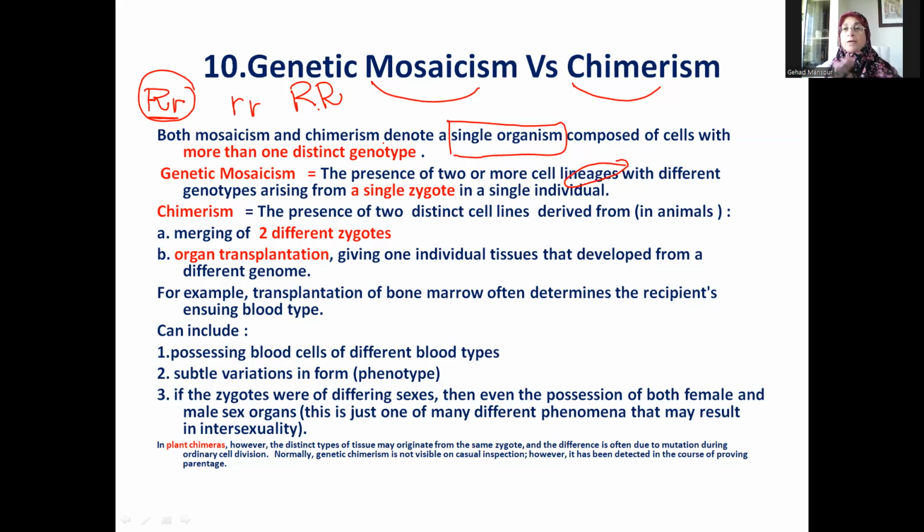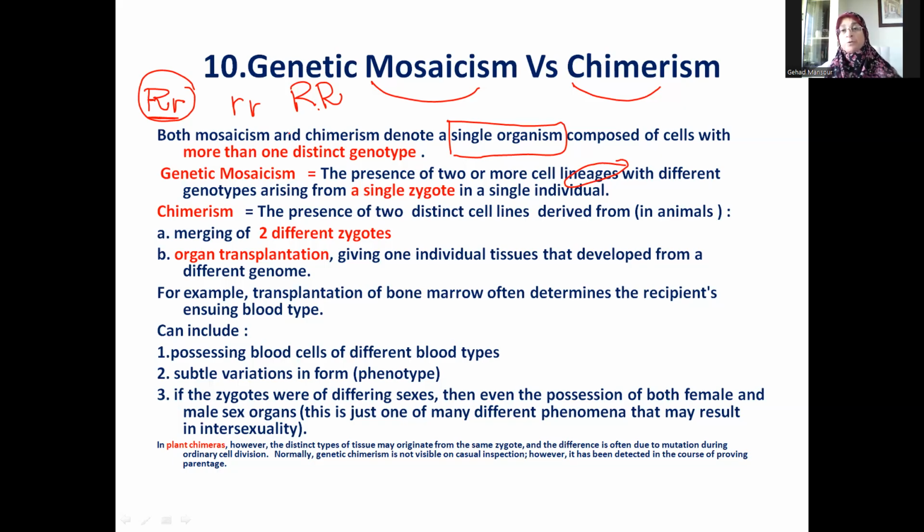So if you have different cell lineages, then you have different genotypes, but the organism still arises from a single zygote. But if this patchy genotype, or this presence of different types of genotypes in the same individual, results from two distinct cell lines or two different organisms, then it is called chimerism. So in mosaicism, it's a single zygote that developed into a whole organism, but inside the same organism, there are patches of cells with different genotypes.